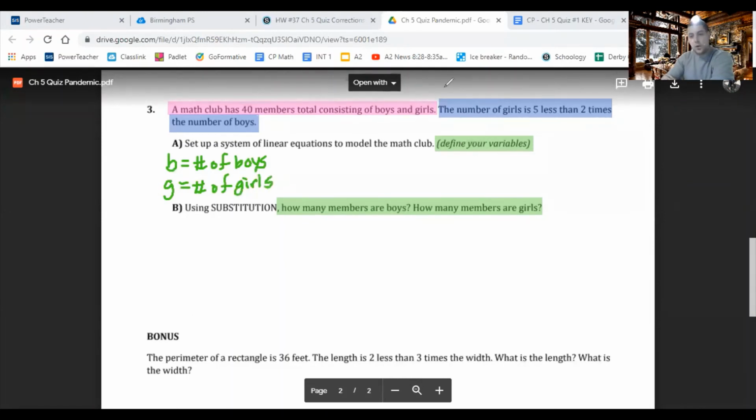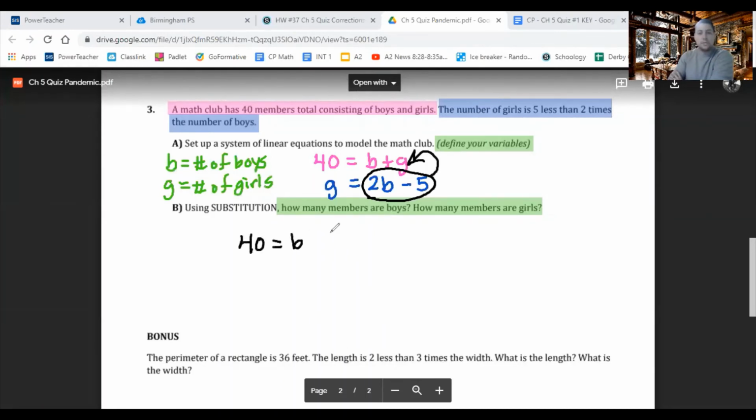Now we'll set up 2 equations to represent the situation. Let's look at the pink highlighted information first. 40 members in total. So 40 in total equals a combination of boys and girls. The second sentence says the number of girls is, so girls equals 5 less than 2 times boys, so 2 times B. Then minus 5 is 5 less. Okay, so we're going to take this system in part B and substitute this information in for G. So we'll have 40 equals B plus 2B minus 5.